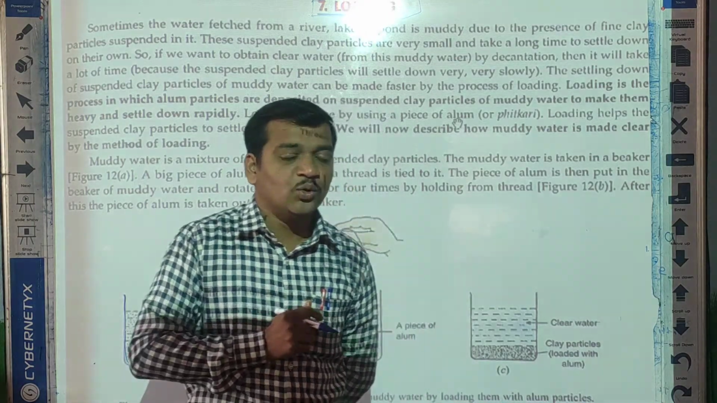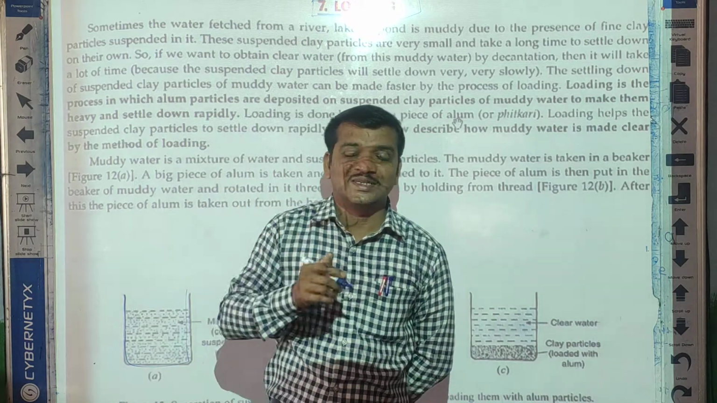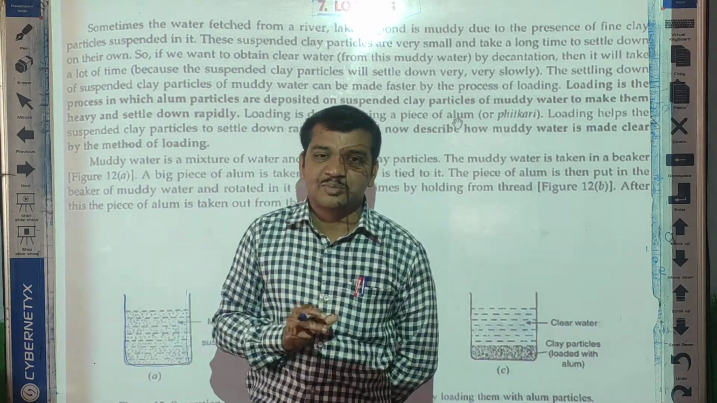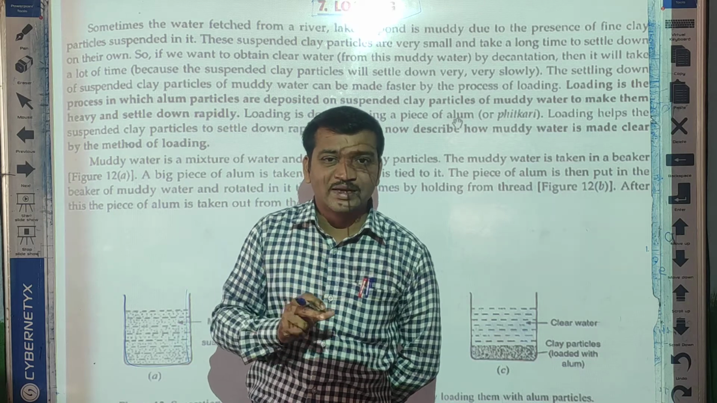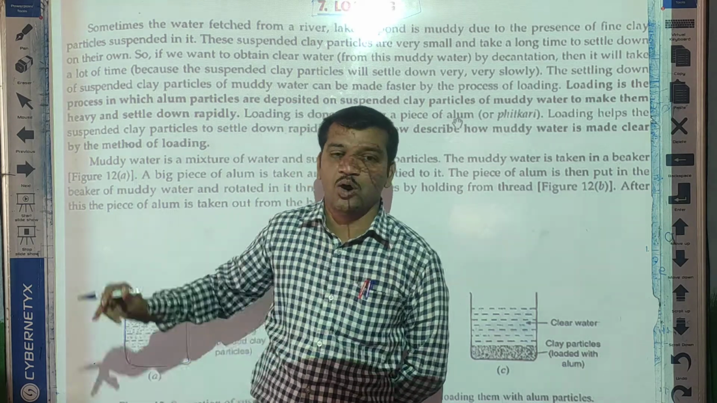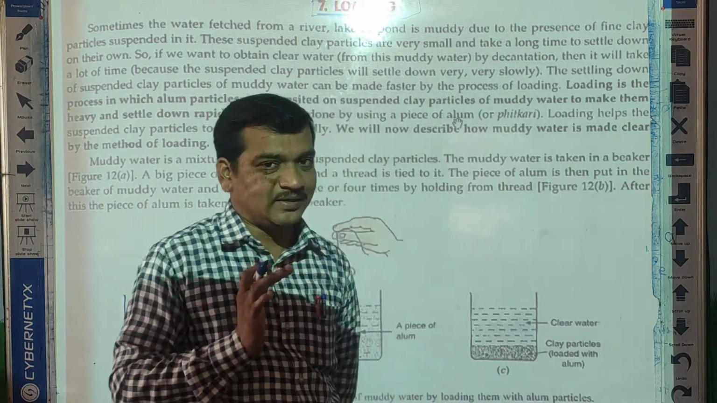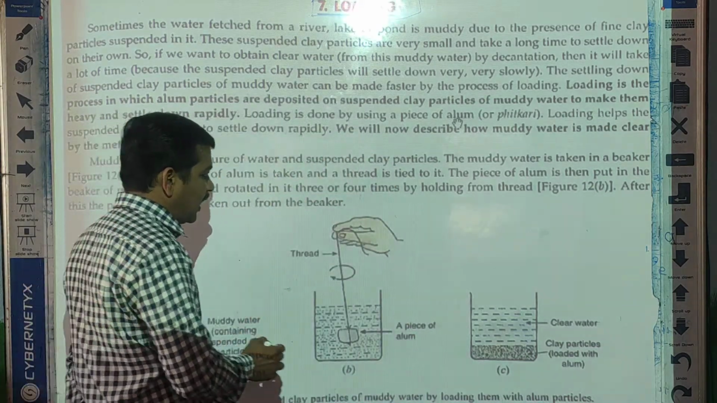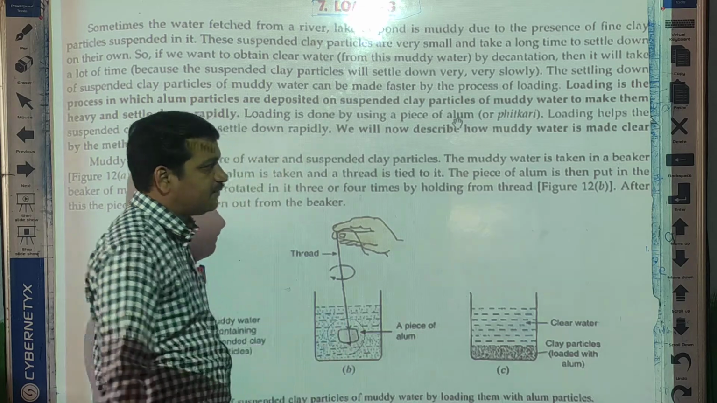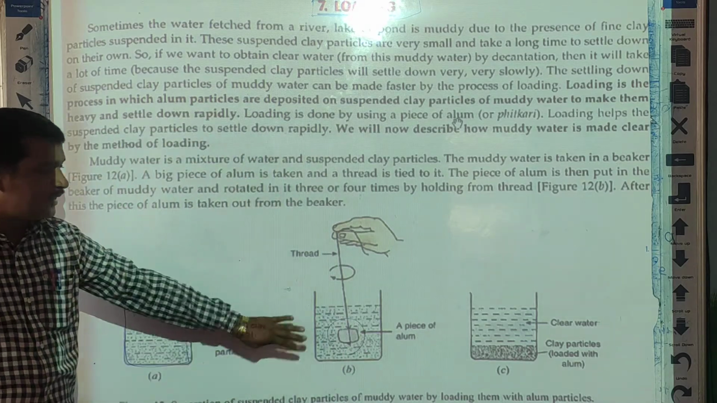Now see here, the loading method is used to settle down the suspended particles quickly in water with the help of alum. This process is called the loading method. Now see, in this method alum is used. Now I will explain this method with the help of one example.